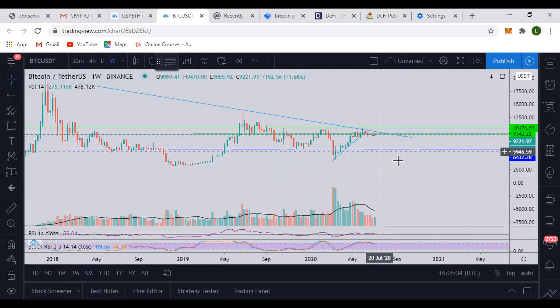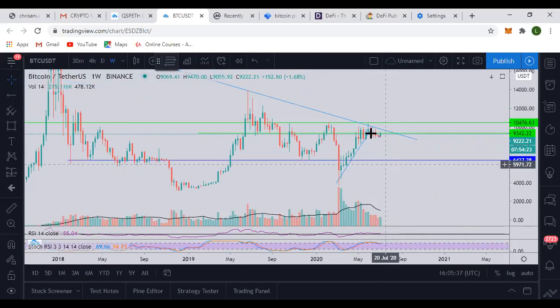Until price crosses these levels here, until nothing. See, until price crosses this downtrend line, we're not seeing any bull run. Let's just tell ourselves the truth. Until the price of Bitcoin closes, at least on the weekly candle, above this downtrend, we are not seeing any bull run.